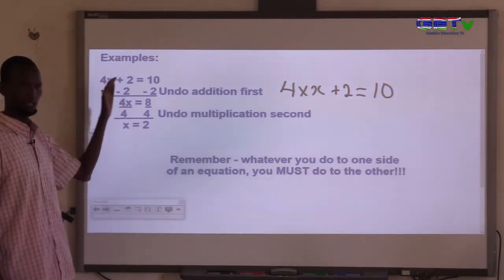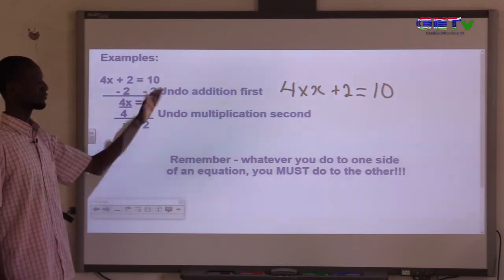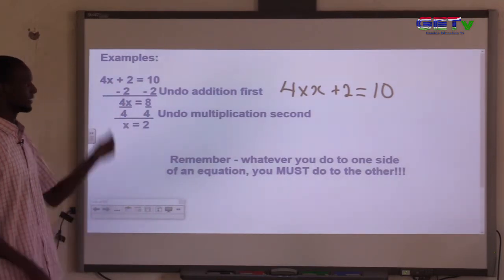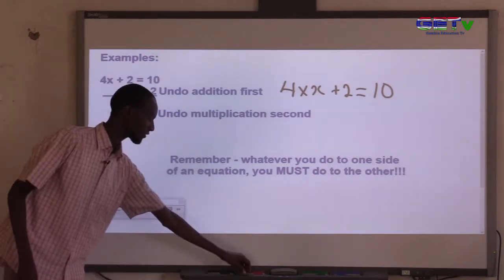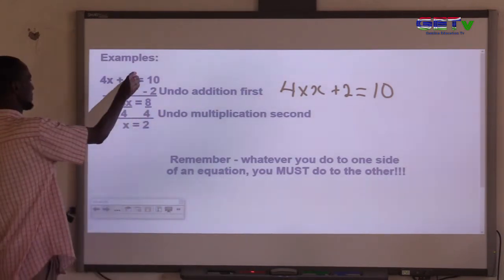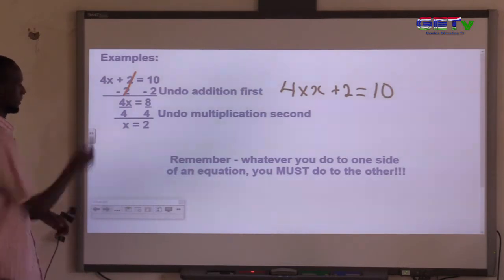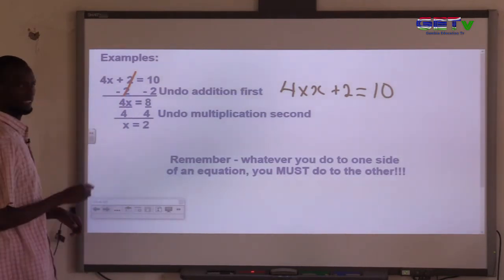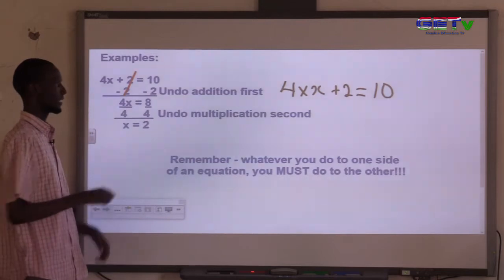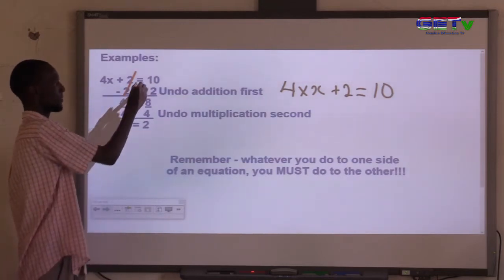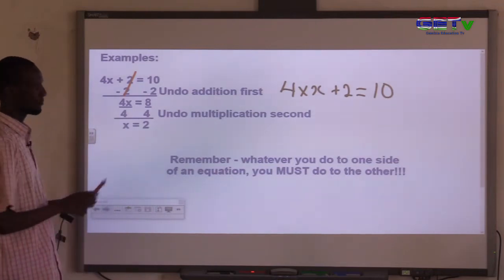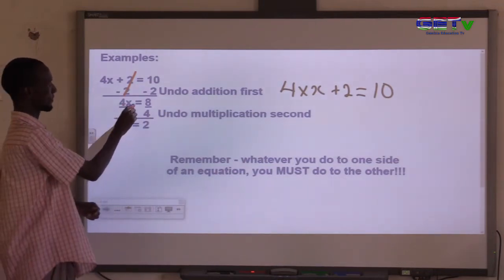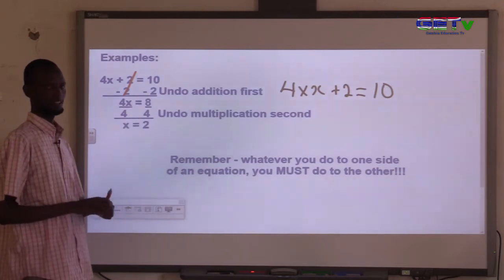So subtract 2 on the left-hand side and subtract 2 from the right-hand side. That means you are undoing the addition first. And of course, that will eliminate the 2's. But the 4x is still there, so it comes down. And then the 10 minus 2 will give you 8. So in the end, you'll be left with 4x equals 8.